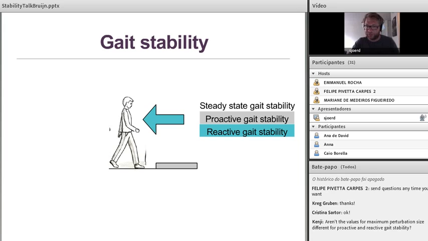Aren't the values for maximum perturbation size different for proactive and reactive gait stability? Yes, that could very well be, which would actually make it 5 different things. Although, as far as I know, there's very little research into looking for these different aspects in the same subject. So theoretically I agree that they could be very different. I don't know of any research that actually shows it. So, okay, I think we continue here. I'm just going to wait because it seems somebody is asking another question. Okay, not. Okay.